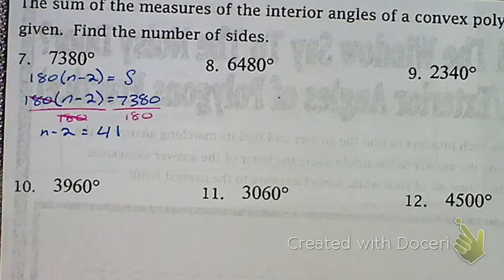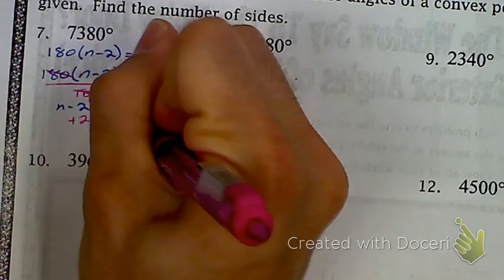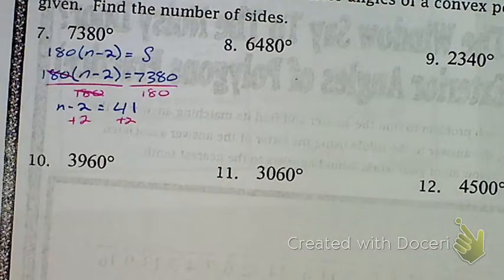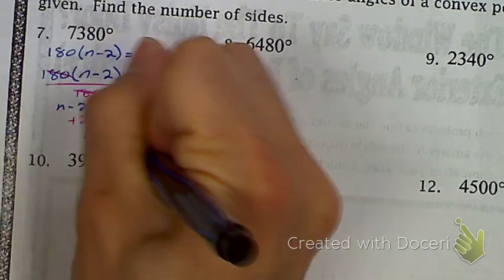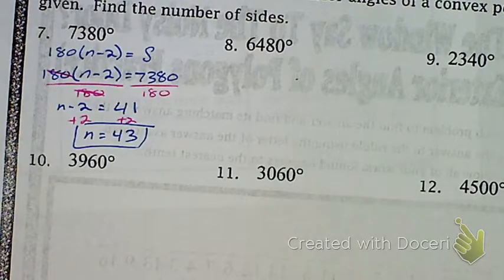41. How do I move the 2? Add it. Now you can add it because it's subtracting. So how many sides does this shape have? 43. Follow these same steps for every single one of these.